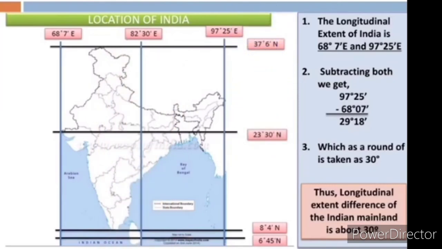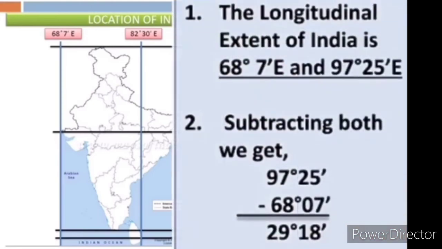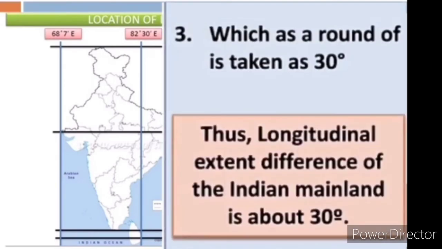Children, the longitudinal extent of India is 68 degrees 7' east to 97 degrees 25' east. If we subtract both the longitudes, the answer we get is 29 degrees 18'. So to avoid confusion, we take a round figure. Thus, the longitudinal extent of India is approximately 30 degrees.